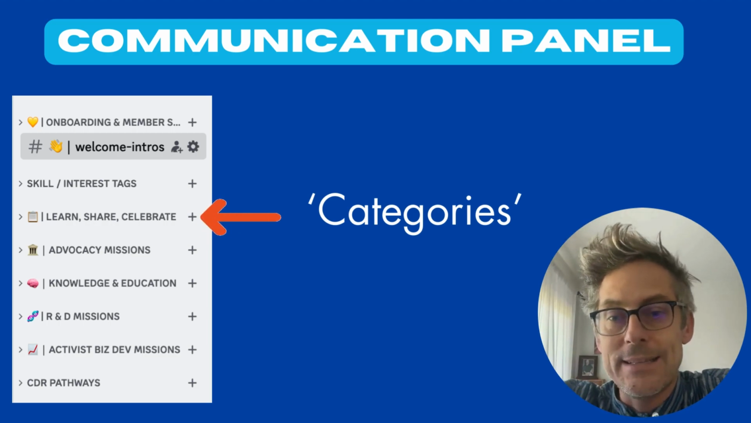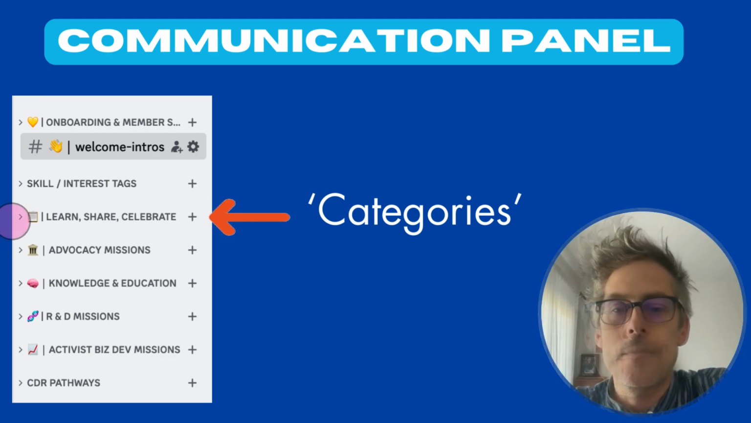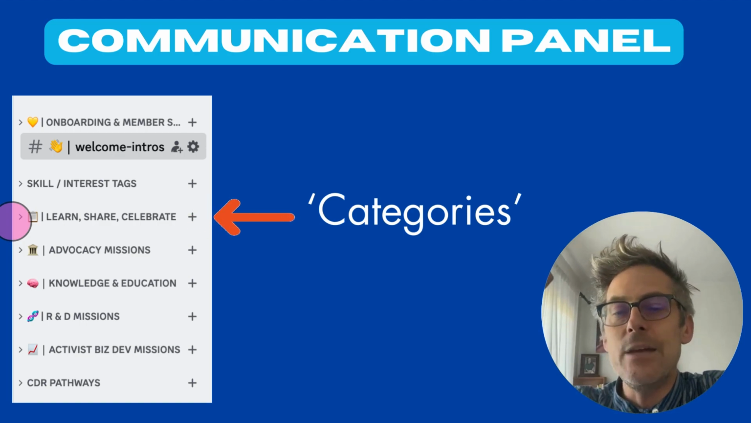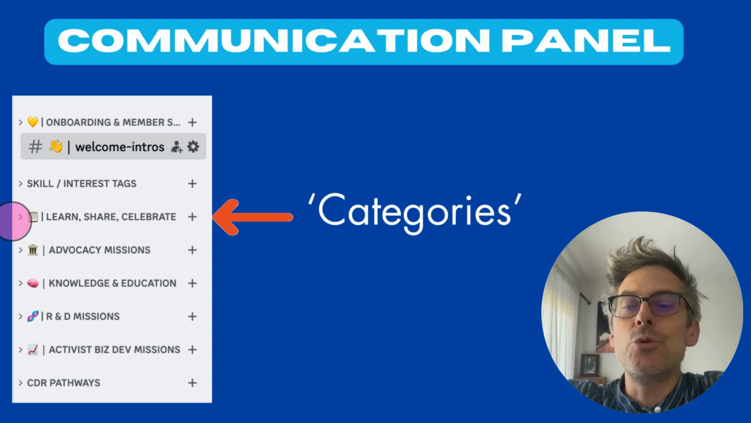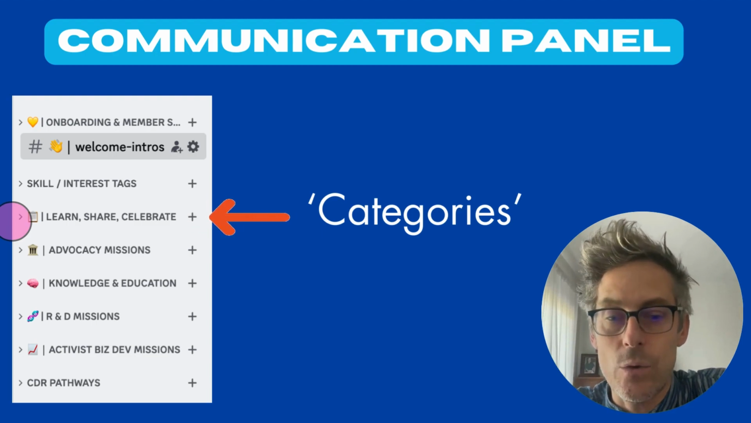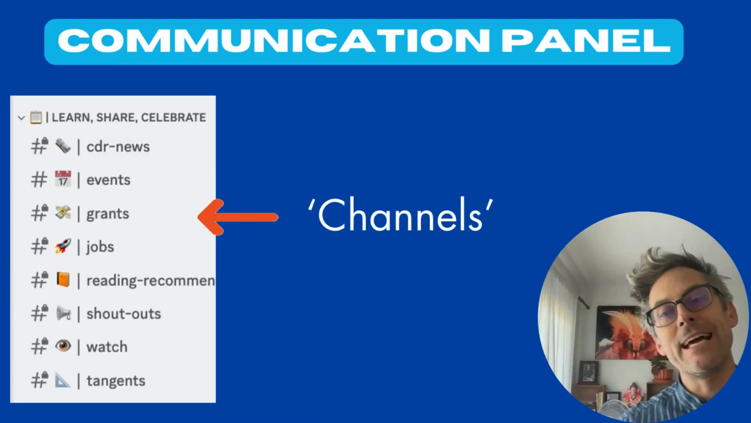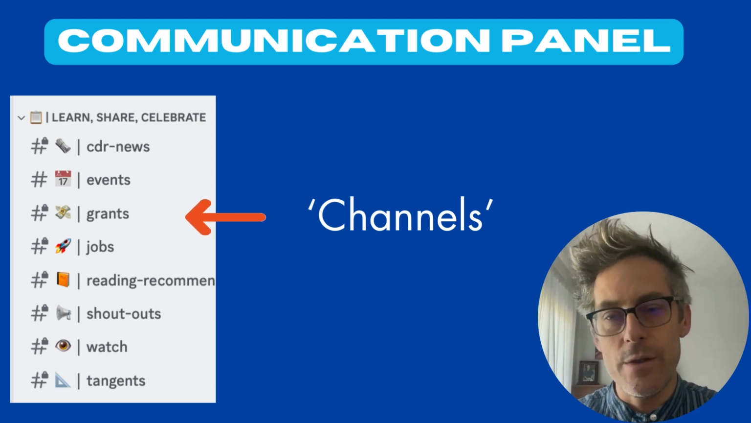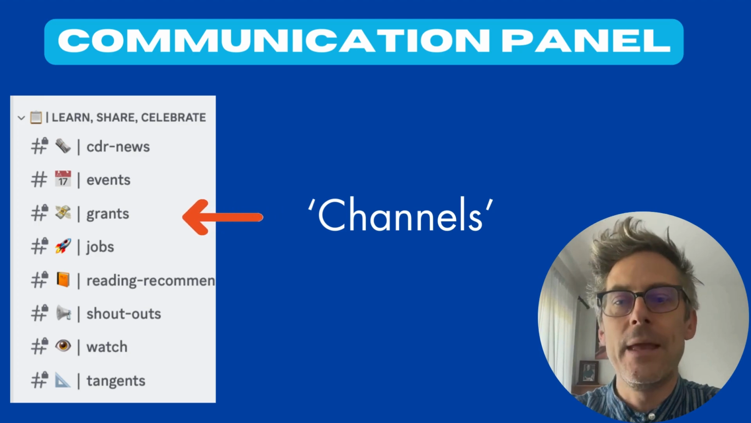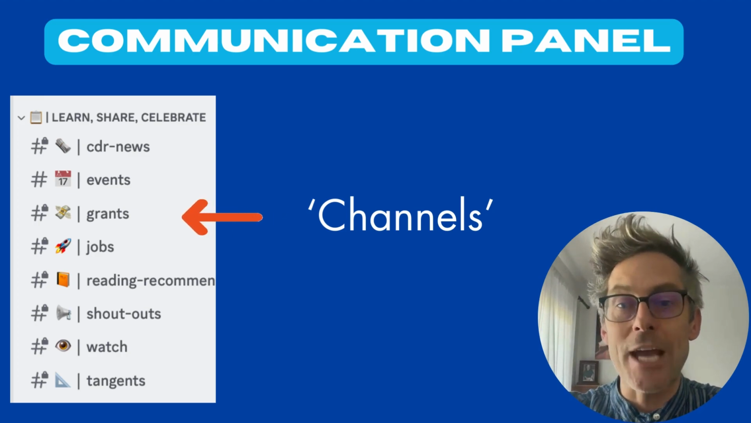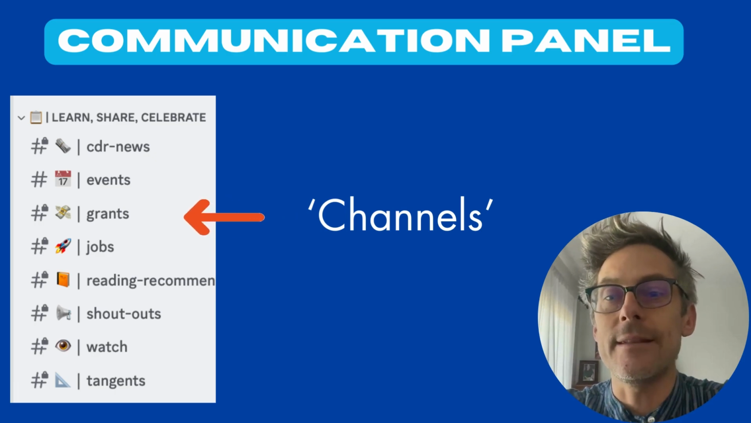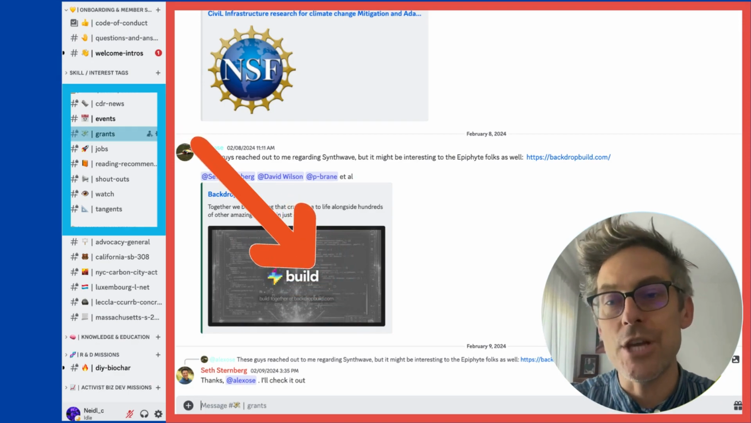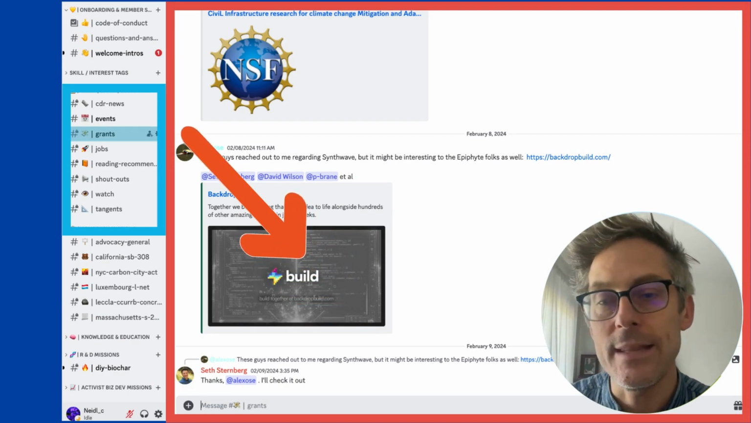It's important to know that categories are the main headings, which you'll see. Right to the left of every category, you'll see that little arrow that I've highlighted in pink. If you click on that, it shows you which channels fall underneath that category. For example, if you click on that arrow for one of our very popular general categories, Learn, Share, Celebrate, you'll see all the channels that are there. The channels are where you're able to chat with other people about the subject that channel pertains to. So let's say, for example, you've clicked on the grant channel within this category.